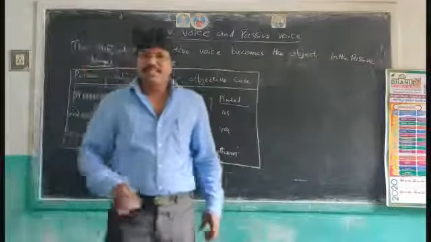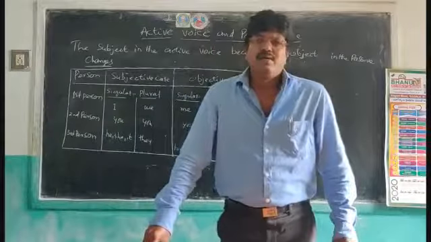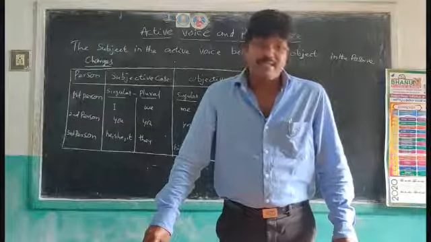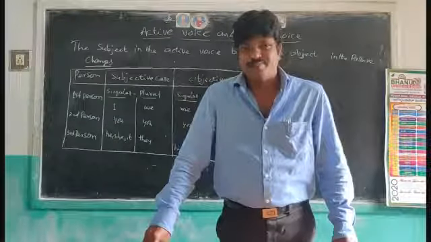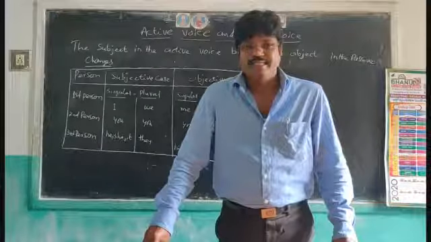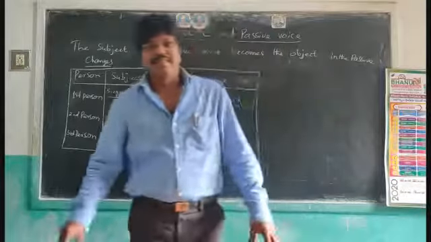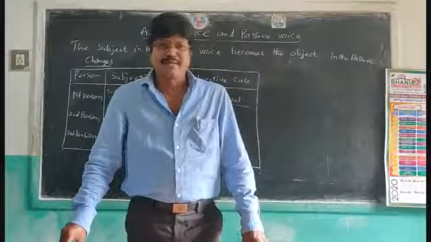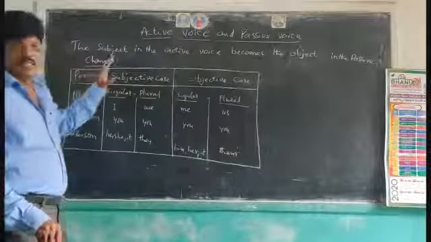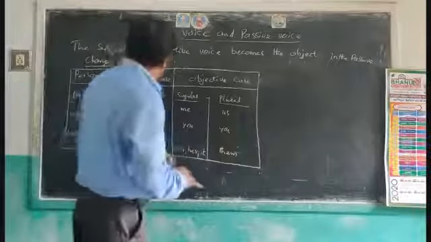You know the subject and object in a sentence. Rama killed Ravana: Rama is the subject, Ravana is the object. The cat kills the rat: cat is the subject, rat is the object. So in a sentence, you identify the subject and object.